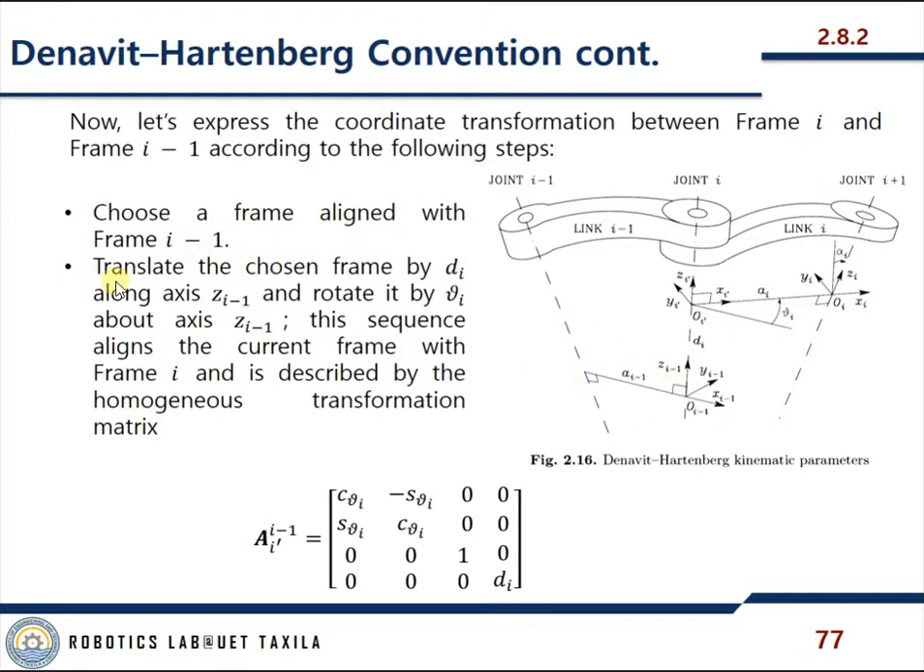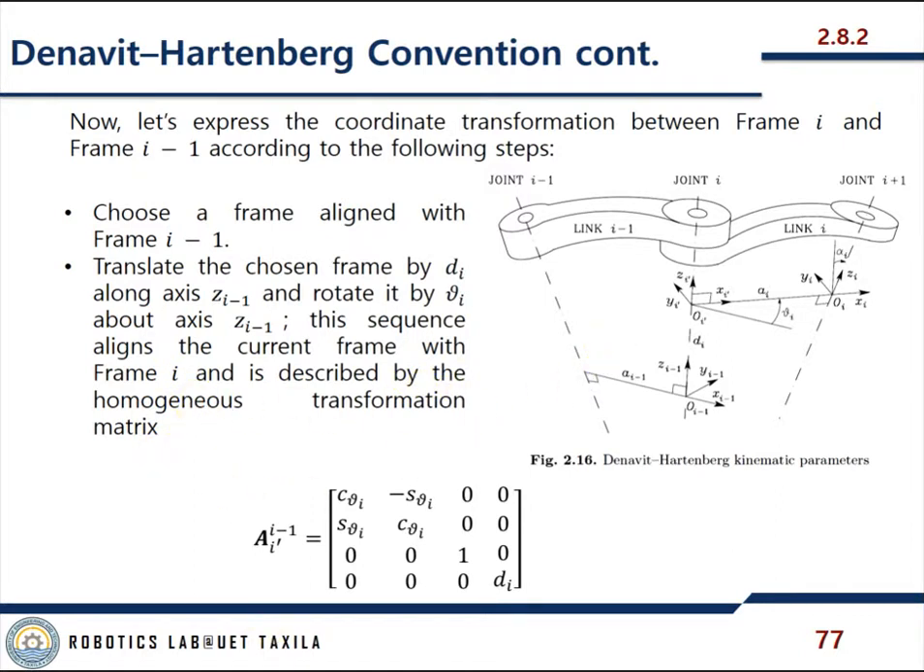First of all, align it with I minus 1, and then translate the chosen frame by di. So we are moving from here to here, along axis zi minus 1. So this is zi minus 1, along this axis we're moving, and then rotate it by theta I, like this, about axis zi. This sequence aligns the current frame with frame I, and is described by a homogeneous transformation.